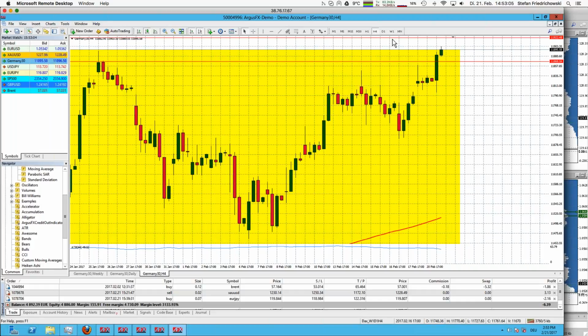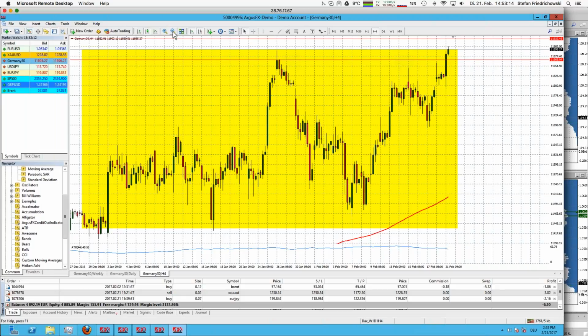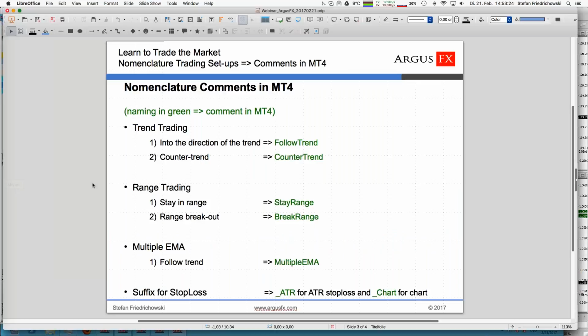So we have a trading opportunity, which would mean, hey, for the last couple of days we have been within a certain range, and now let's stay within that range. We now have two possibilities how to name it. We can call it countertrend, or we can call it stay in range. Both is possible. Both would support exactly that trading setup.